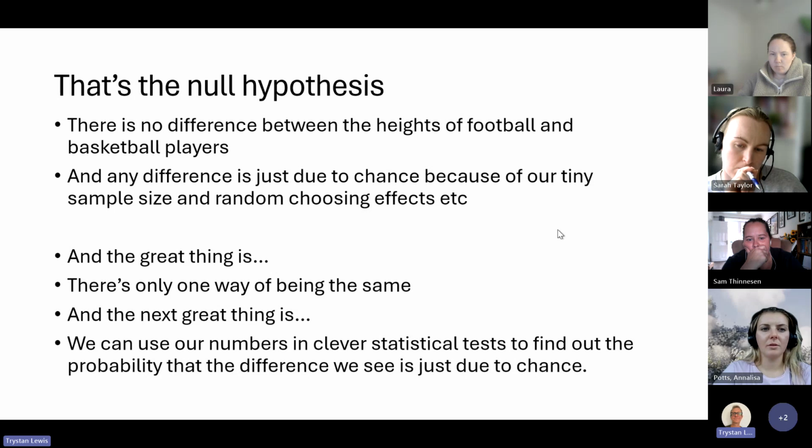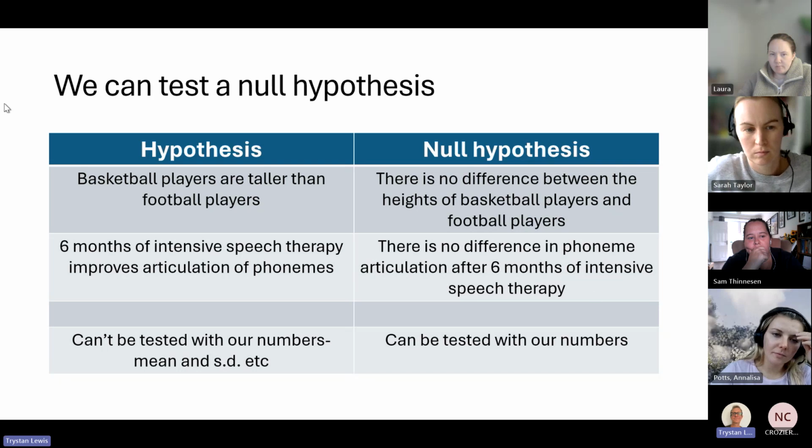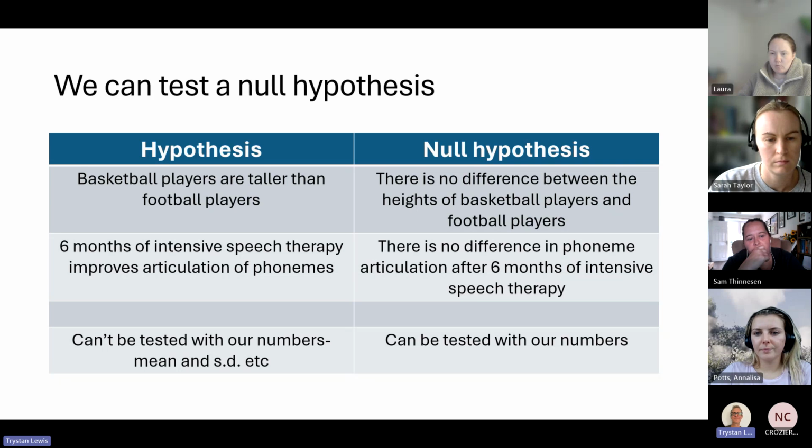So that's the null hypothesis. A little bit more about it. We can test a null hypothesis. For example, basketball players are taller than football players. That's a hypothesis. I think I've seen basketball matches and I've seen football matches, and some of those basketball players can put the ball in the basket without even jumping up. They're really tall. But I can't test that because unless I know exactly how much taller I think they are, there's no maths to do it. But I can test the null hypothesis. There's no difference between the heights of basketball players and football players because that means they're both the same, and there's a maths for that.